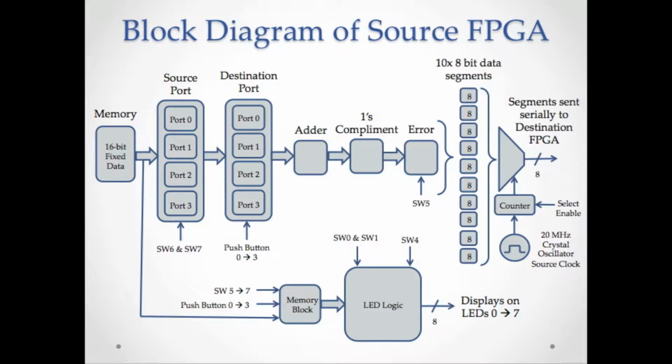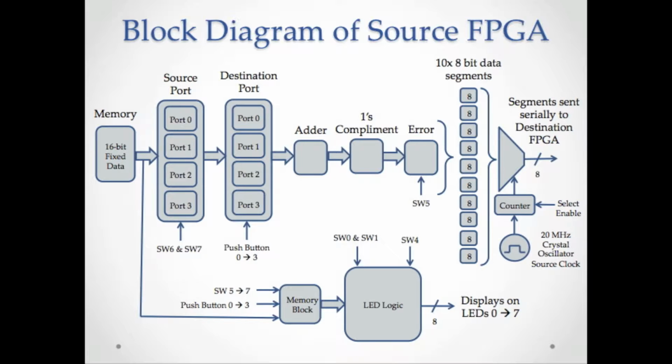Here's a block diagram of the source FPGA. I'll be going into more detail on this slide compared to the destination FPGA, since the destination FPGA is pretty much a mirror image of this block diagram. On the left we can see we have 16-bit fixed data, which is stored in the memory. We use switches 6 and 7 to select a port number, which is anything from 0, 1, 2, or 3. And then we push a push button 0 through 3, which corresponds to the destination port number.